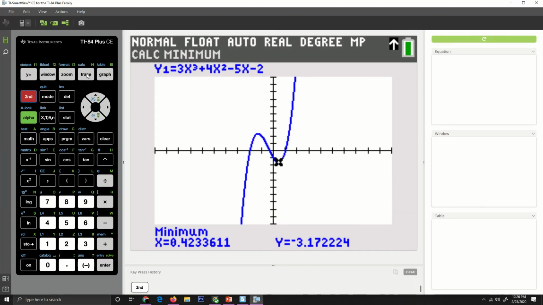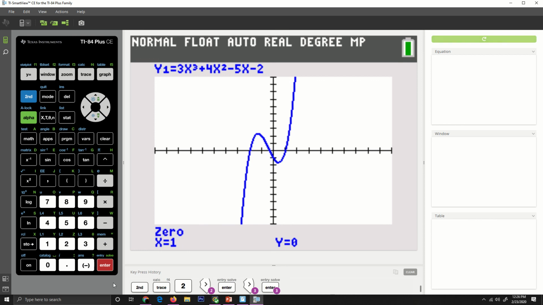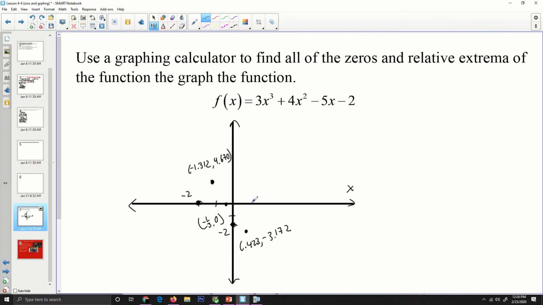It looks like it's going to end up being 1. Hit enter here and hit enter there. Yep, 1, 0. And so we'll call that 1 there. And so we're just going to connect our dots. I probably could have made that a little bit bigger. That's pretty good there. That's all I got for today, folks.